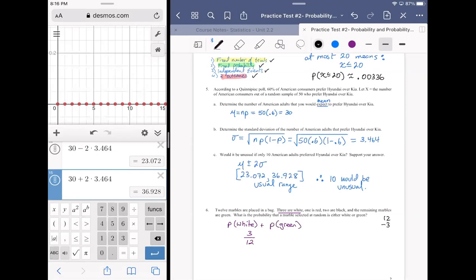3 are white. 1 is red. 2 are black. And the rest are green. So that's going to leave us with 7 green. So that's telling us that we have 7 over 12 that are green, giving us, actually, that can't be right.